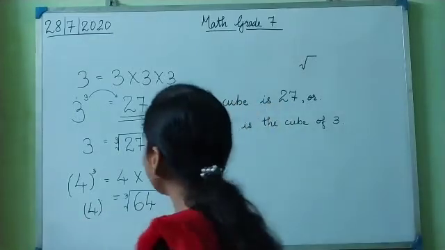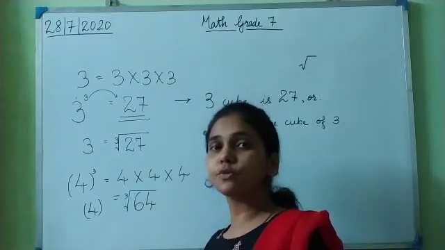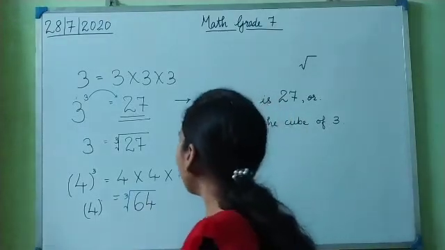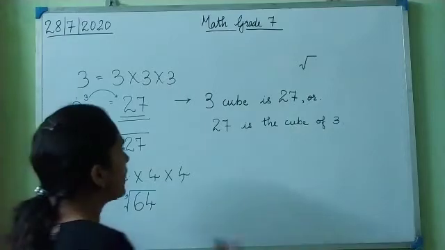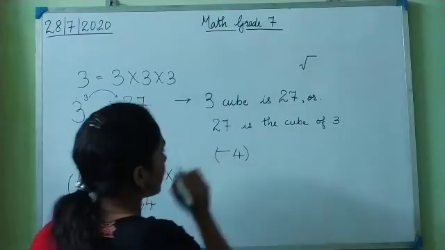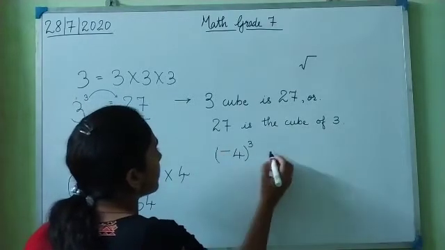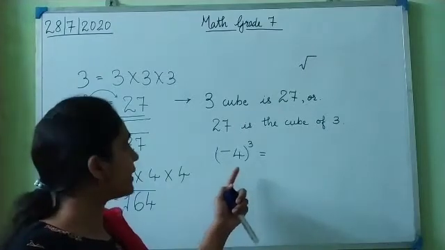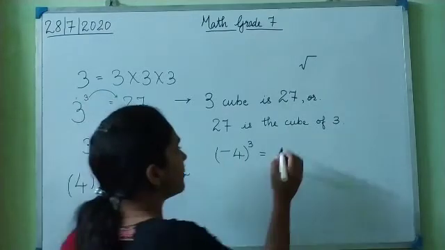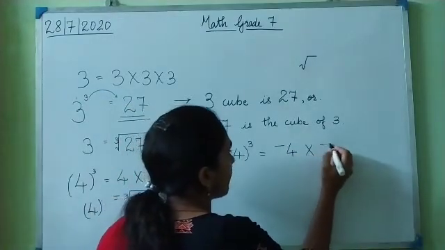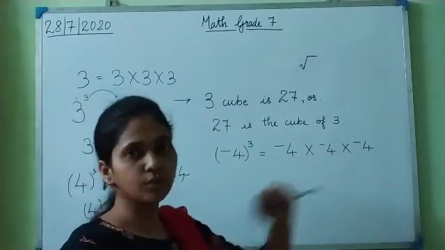So this was about cube and cube root. Now I will tell you the cube and cube root of a negative number. If I put a negative sign on this number 4, it becomes negative 4. To find its cube, I will have to multiply negative 4 by itself 3 times. So this is minus 4 into minus 4 into minus 4.